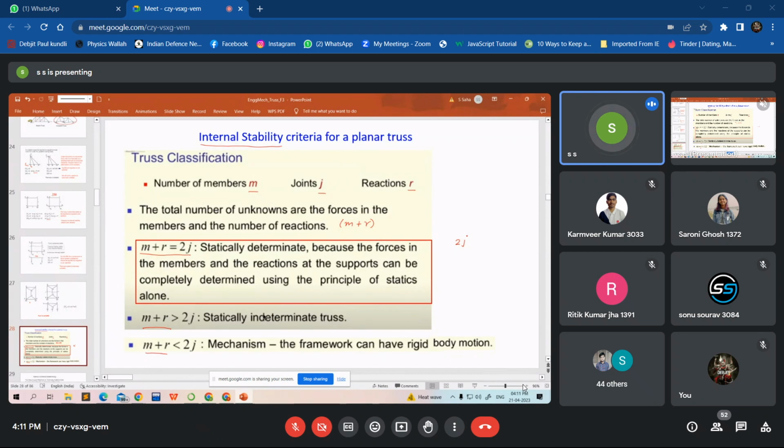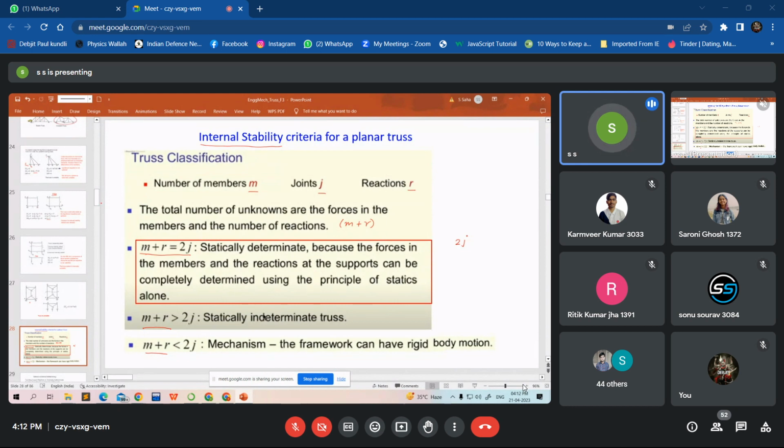Okay, so this is the classification of the truss based on stability, that is, internal stability. For example, if you have the number of members M, joints J and reactions R, then M plus R equal to 2J is a statically determinate structure, because the forces in the members and the reactions at the supports can be completely determined using the principles of statics alone.